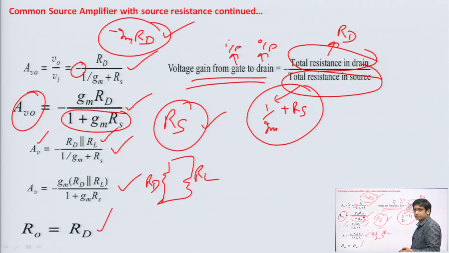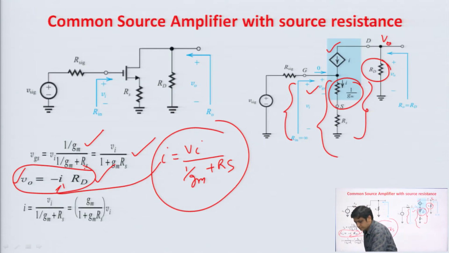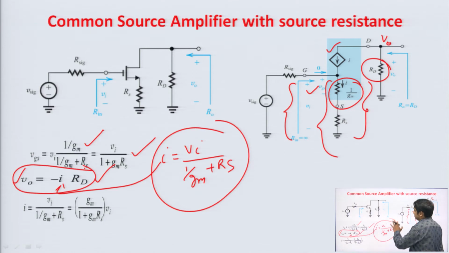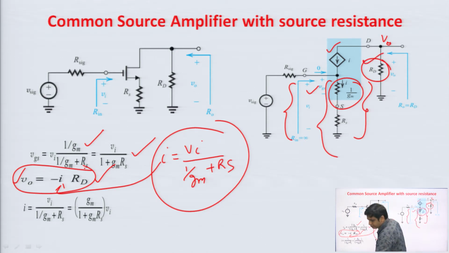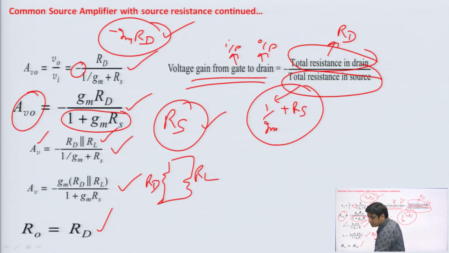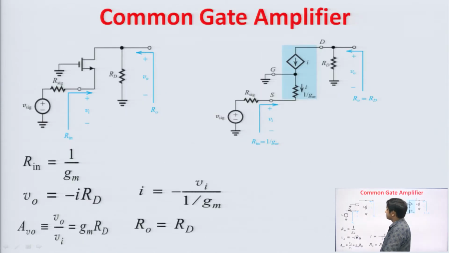What will be the output resistance? We find the output resistance by putting the input signal source equal to 0, and then you can see the output resistance is simply Rd. In the case of the common emitter amplifier we had got Rc, the resistance connected at the collector. Here the resistance connected at the drain is your output resistance.